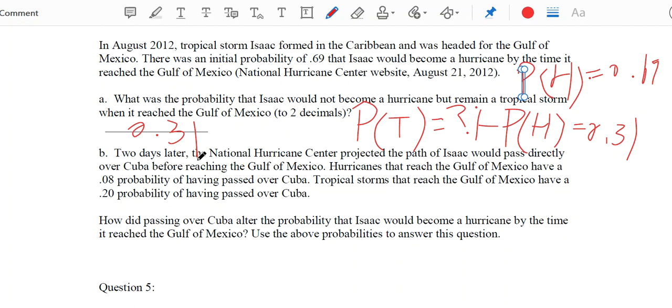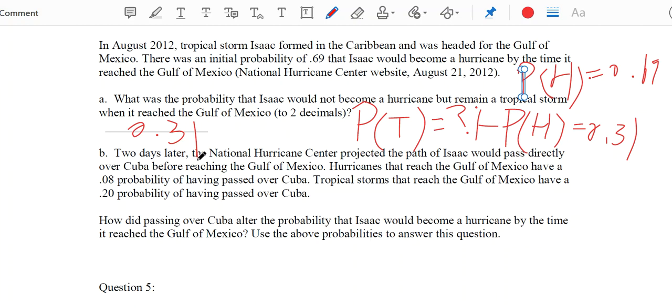We see two more probabilities in this question, 0.08 and 0.20. These probabilities are for two different events. The first one is that hurricanes that reach the Gulf of Mexico have a 0.08 probability of having passed over Cuba.